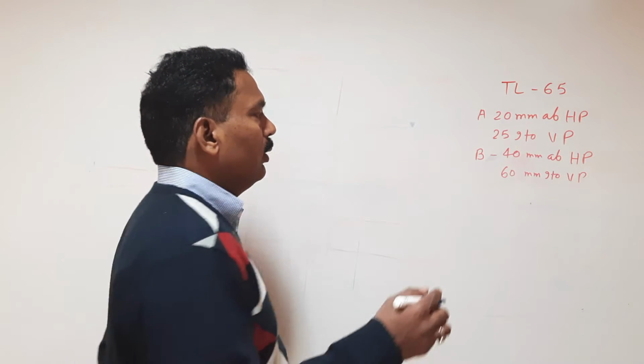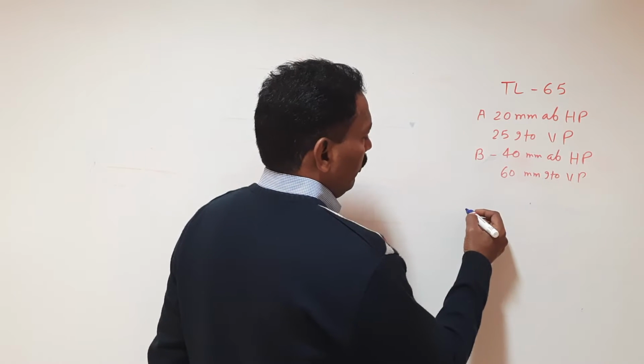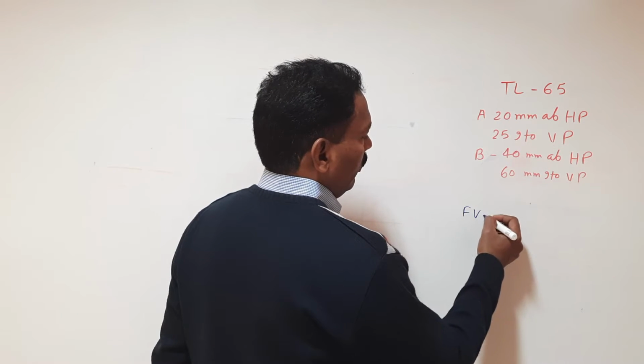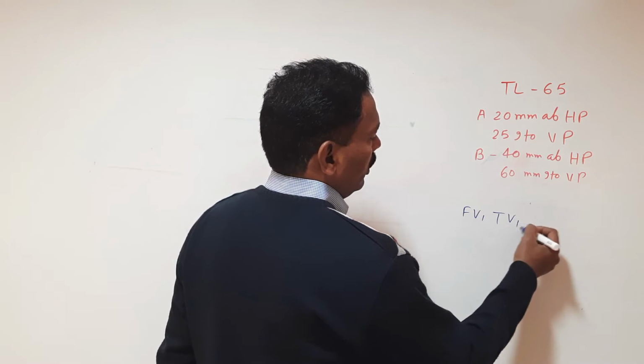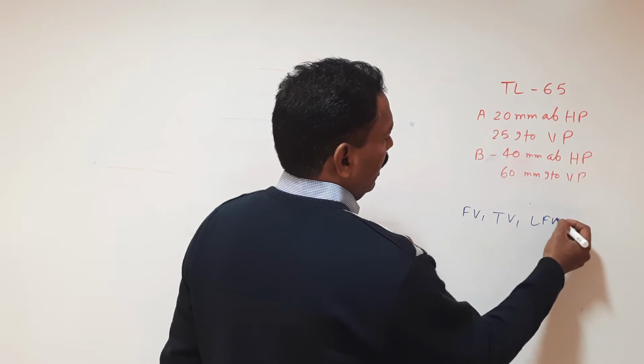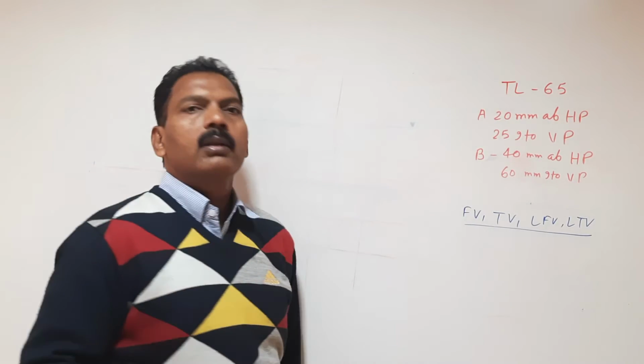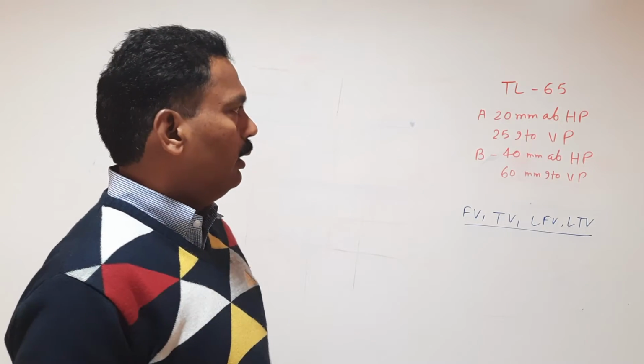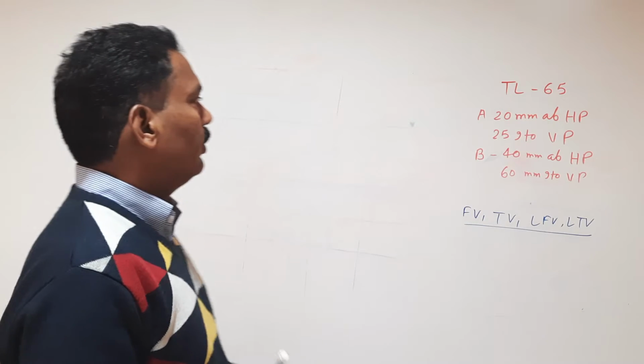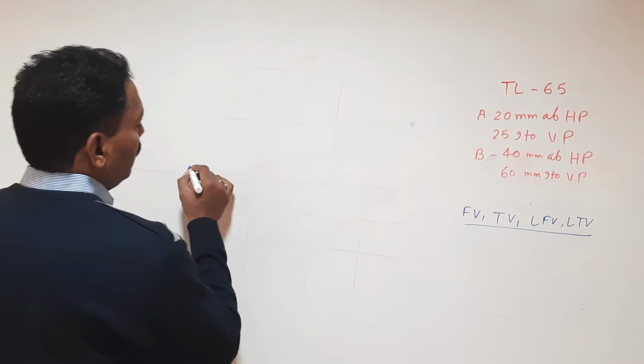To get the solution, we have to find out the length of front view, length of top view, locus of front view and locus of top view. These 4 items are required to get the solution. We will get these 4 first, then get the solution. So what are we to do?